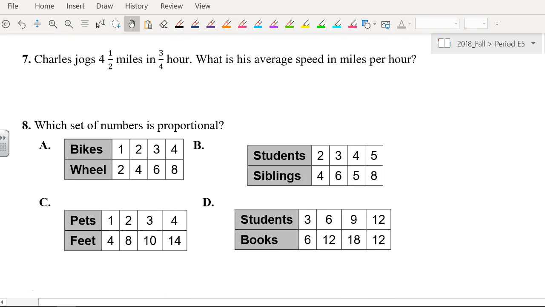Alright. Charles jogs 4.5 miles in 3/4 hour. He's a really good jogger, isn't he, Ryan? Fantastic. Who wants to volunteer for this one?